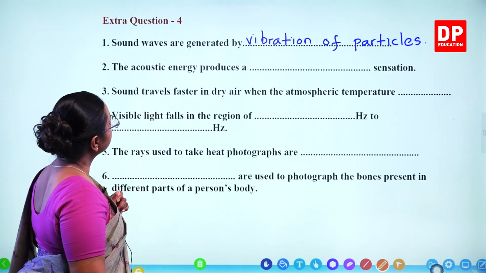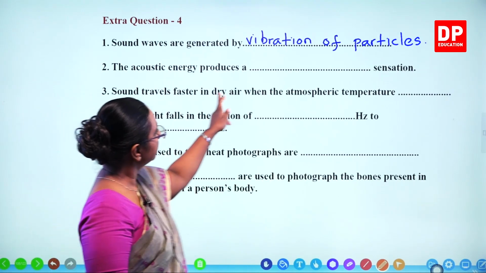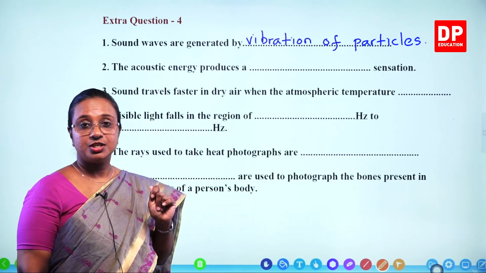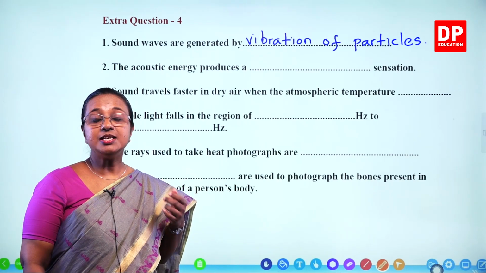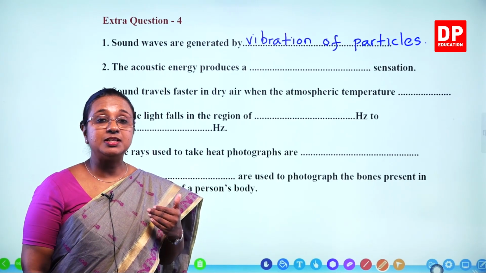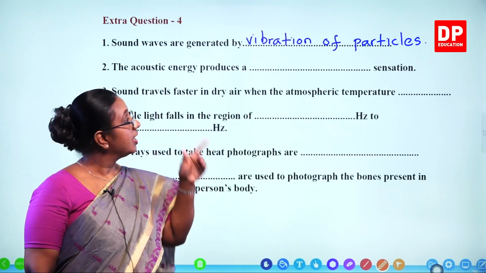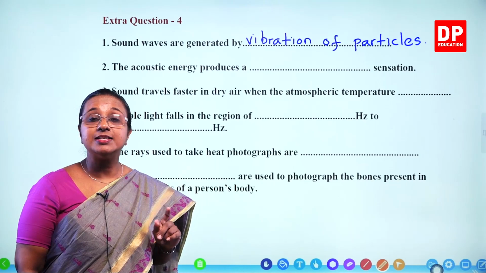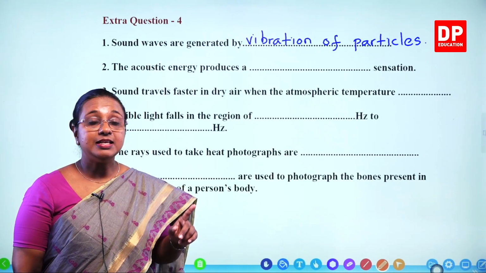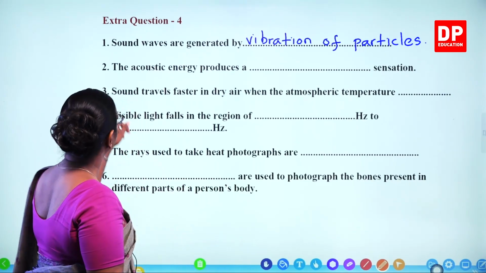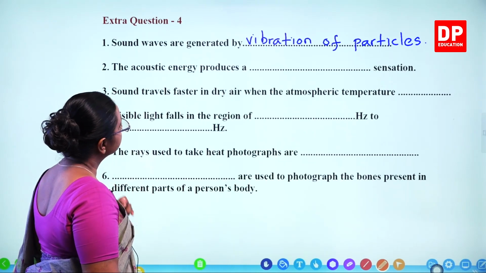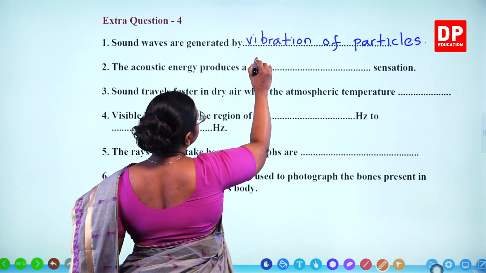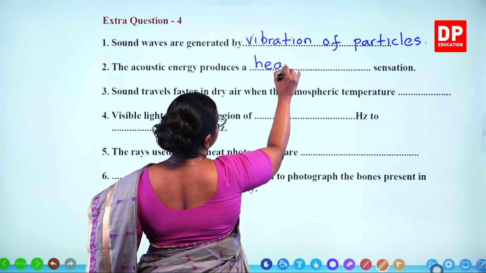The acoustic energy produces a blank sensation. Acoustic energy is the energy that is transmitted by sound waves and they produce a sensation in your ear. What is that sensation? It is the hearing sensation. So the acoustic energy produces a hearing sensation.